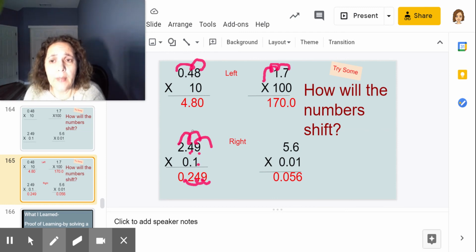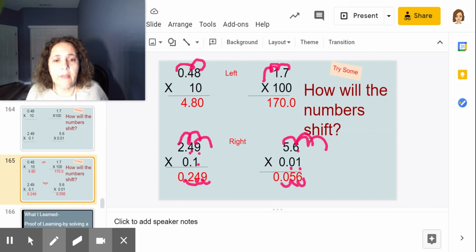And what happened when I multiplied by 100th? It became 100 times smaller, right? So I ignore the decimal, it's just 56 times 1, which is 56, but I have 1, 2, 3 decimals. So I had to add a 0. Notice that this one shifted twice. It's telling me 2 shifts. So the 6 shifted over 1, 2. The 5 shifted over 1, 2. And that gave me my 56 thousandths.